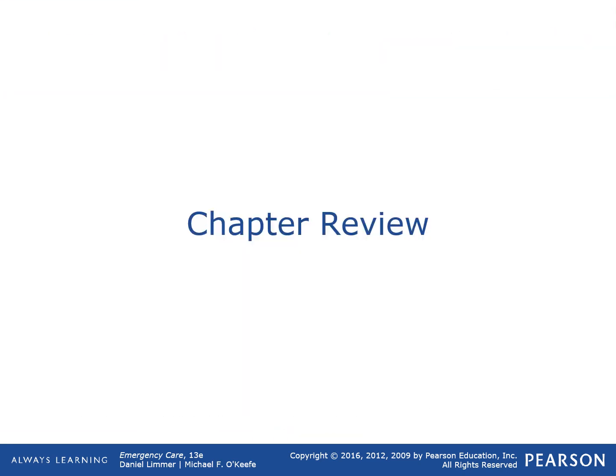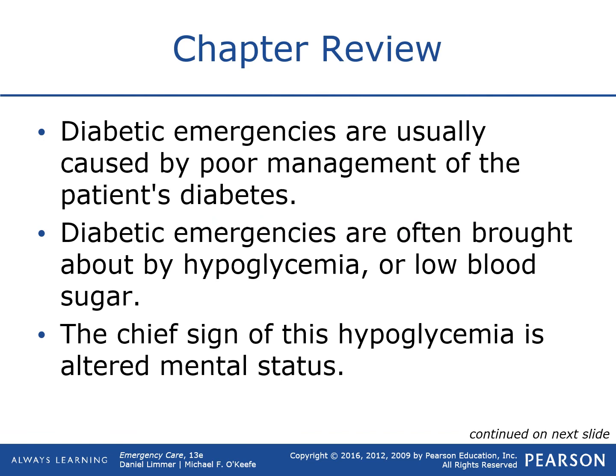So moving on into some chapter review. Remember that diabetic emergencies are usually caused by poor management of the patient's diabetes. Most people who are diabetic lead long and happy and healthy lives. Diabetic emergencies are often brought about by hypoglycemia, or low blood sugar. The chief complaint of hypoglycemia is altered mentation.